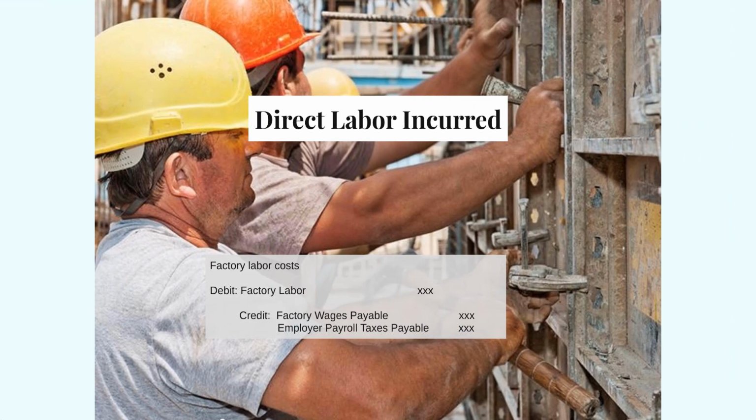Our next product cost is our factory labor or our direct labor. When we look at our direct labor, employees usually have to punch time tickets or they have some other specific way of recording how much time is charged to each particular job.